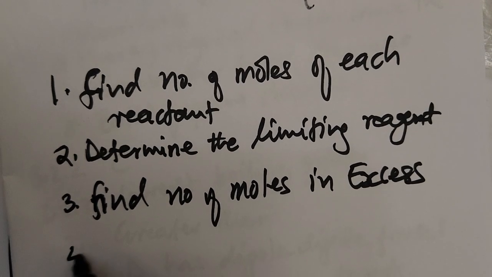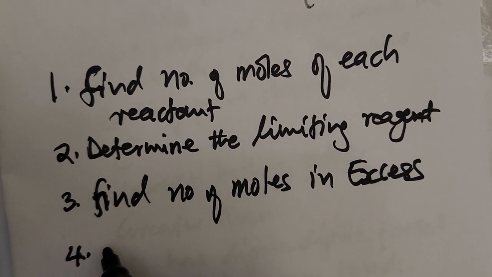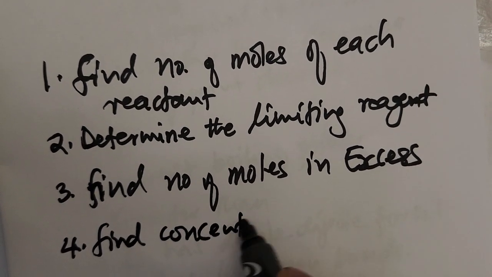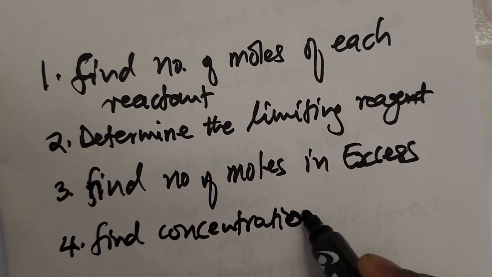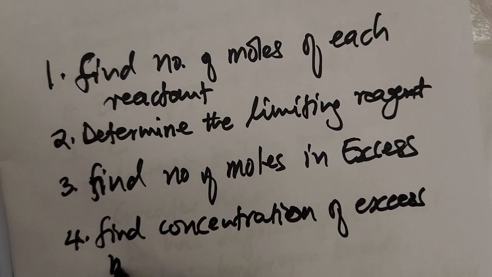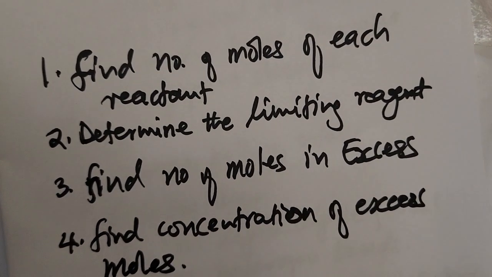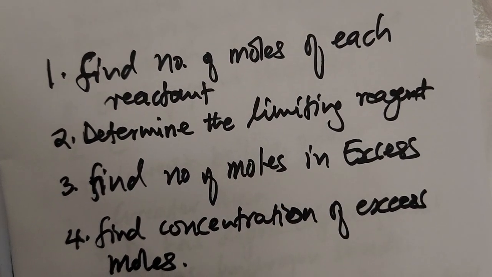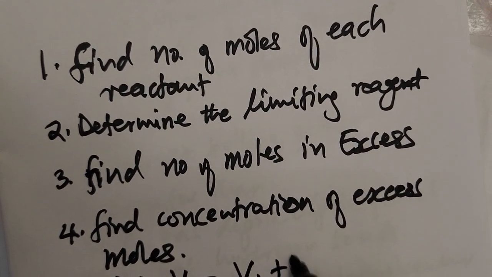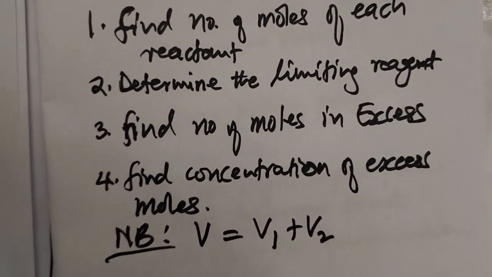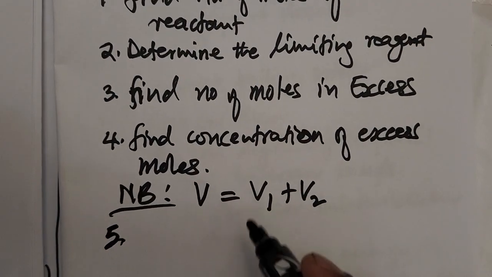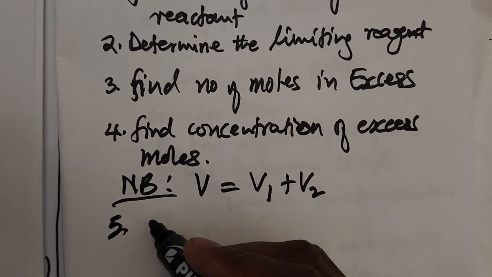So then once you find the number of moles, you have to now find the concentration of the excess moles. The excess moles, because the one substance will be having that excess moles. Find that concentration. Be careful here, please. The volume, V equals V1 plus V2. If you are given only one volume, the other one you just take as 0. It's fine.